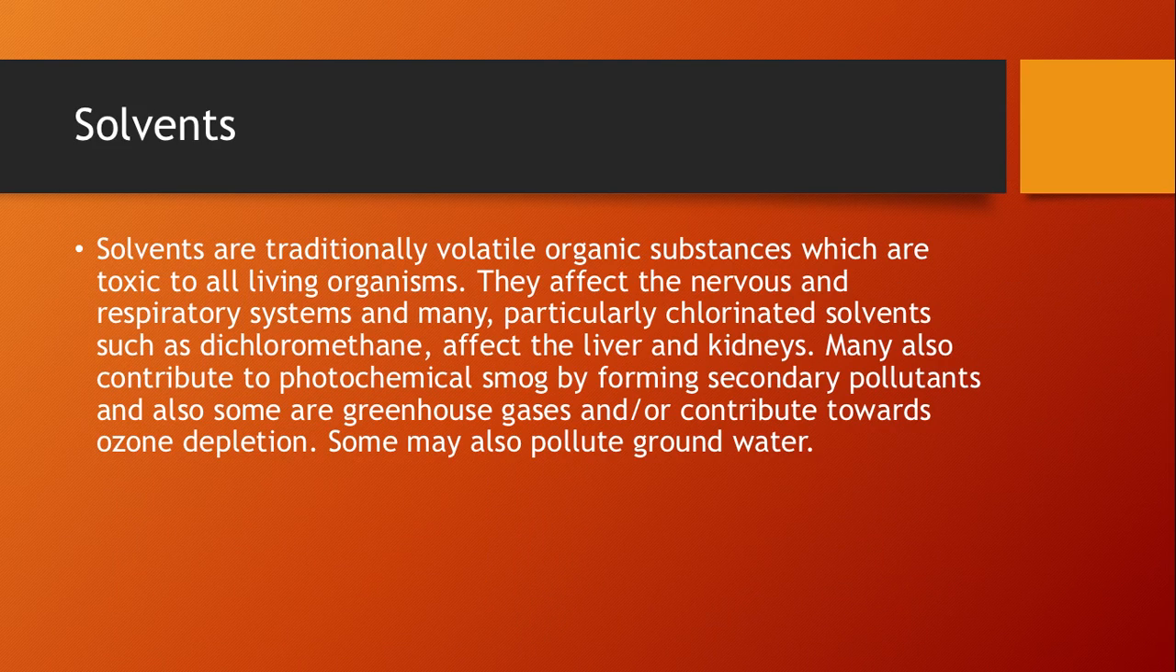So the first thing we're going to talk about are solvents. So solvents are traditionally volatile organic substances which are toxic to all living organisms. They affect the nervous and respiratory systems, and many, particularly chlorinated solvents such as dichloromethane, affect the liver and kidneys. Many also contribute to photochemical smog by forming secondary pollutants, and also some are greenhouse gases and contribute towards ozone depletion. Some may also pollute groundwater.